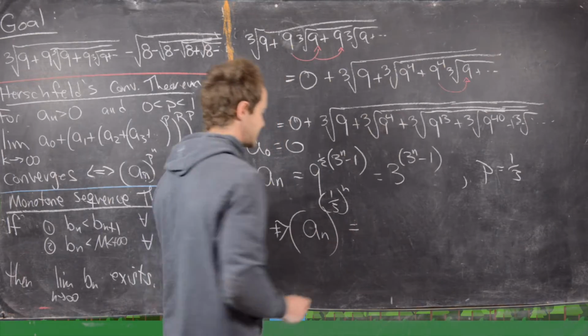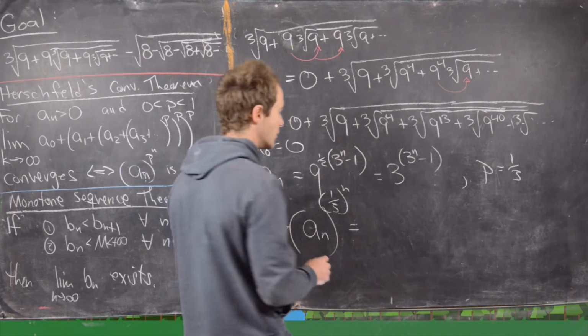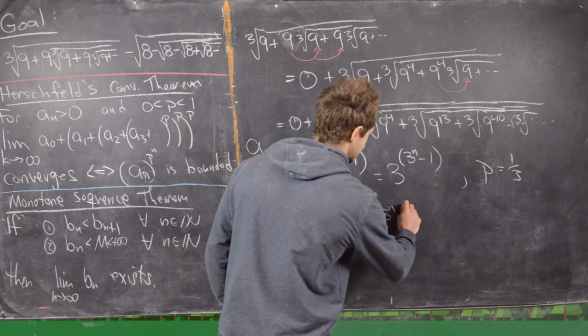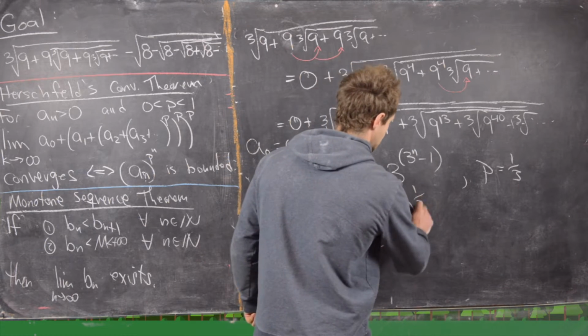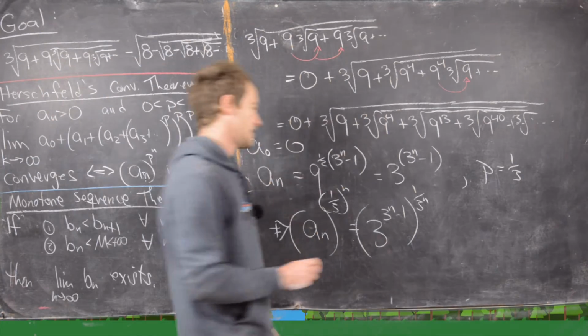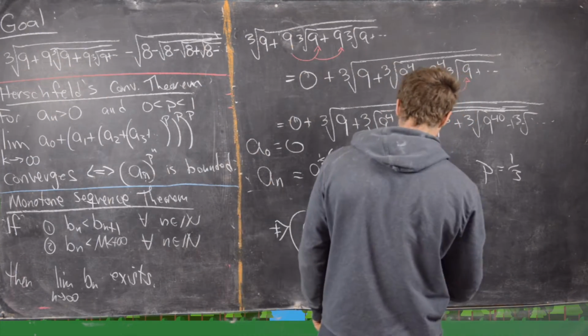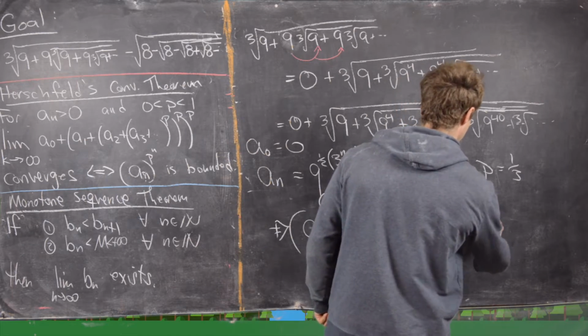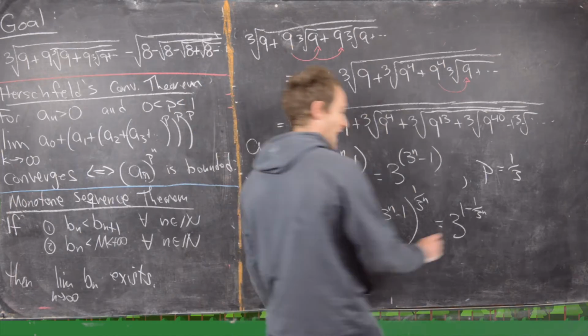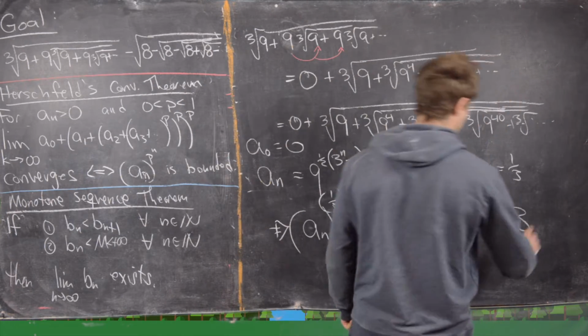So notice that in this case, we'll get 3 to the 3n minus 1, all raised to the power 1/3 to the n. But now notice that's going to be 3 to the 1 minus 1/3 to the n. Okay? But now notice that that thing is less than 3.